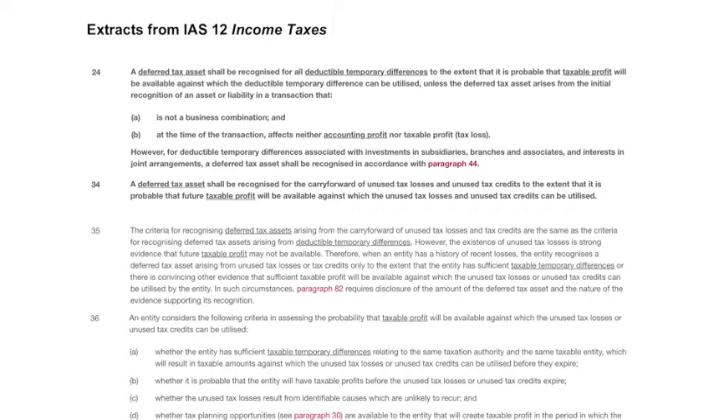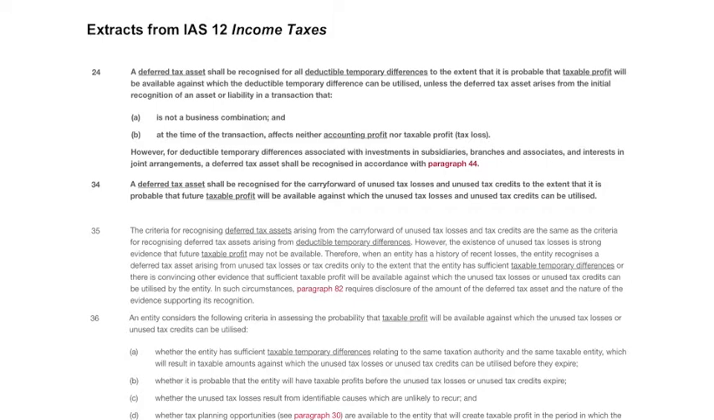So this is saying that if you have taxable temporary differences in the same entity with the same tax authority, right, then you can recognize an asset to that extent. And really, the taxable temporary differences are telling you that you're expecting to pay tax in the future. So if you have an expectation that you're going to pay tax, it really makes sense that you can offset your tax credits against that.